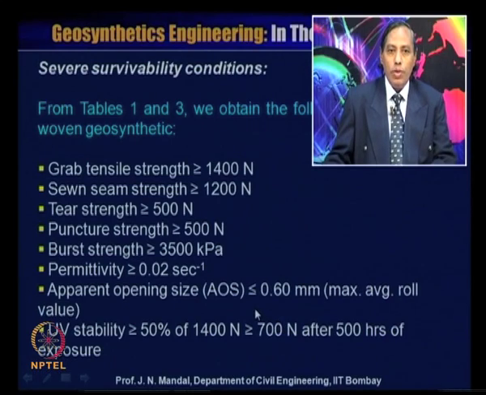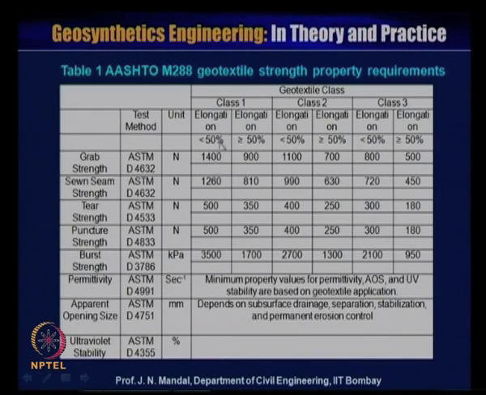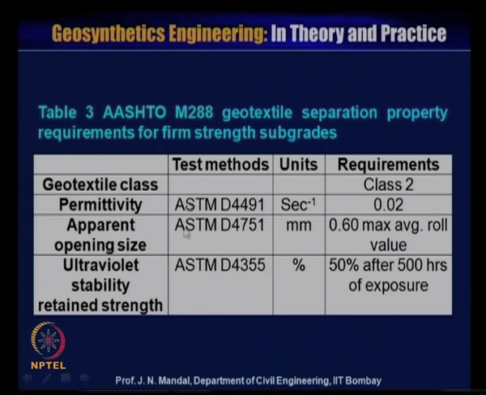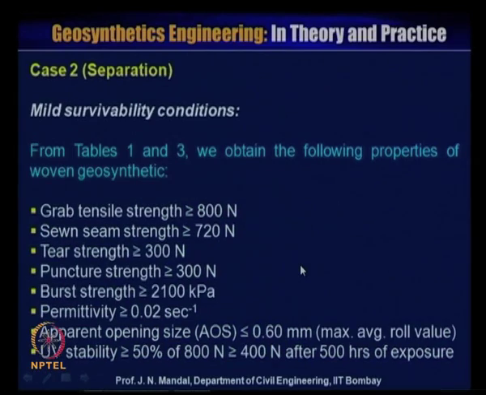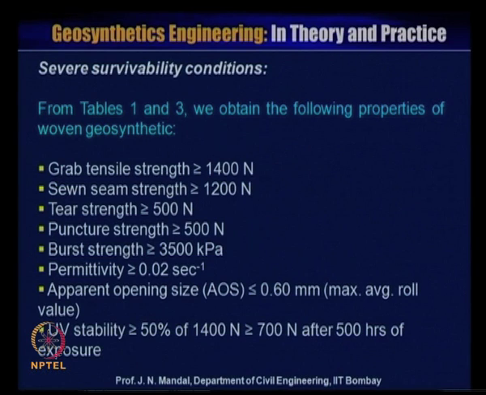So, you can have this value from table 1 and 3, it is in severity condition. So, this is the severity condition, we are taking this value for all grab strength, seam strength, puncture strength, burst strength, and this value from table 3, what will be the permittivity, what should be the apparent opening size, and what will be the ultraviolet stability of the retained strength. So, we are having these values. So, this is the way we solve this problem using the ASTM specification.